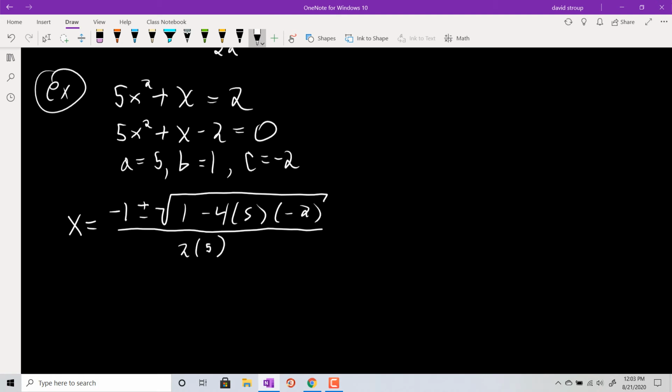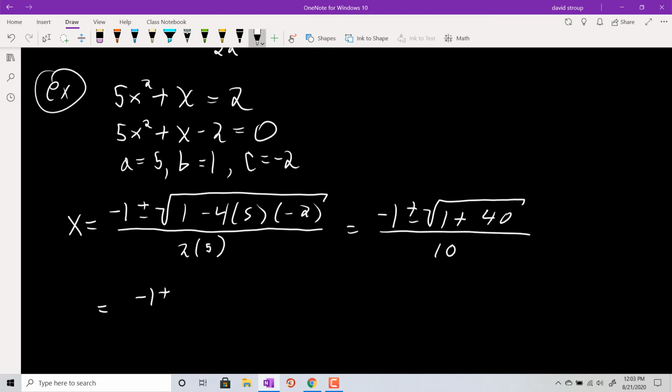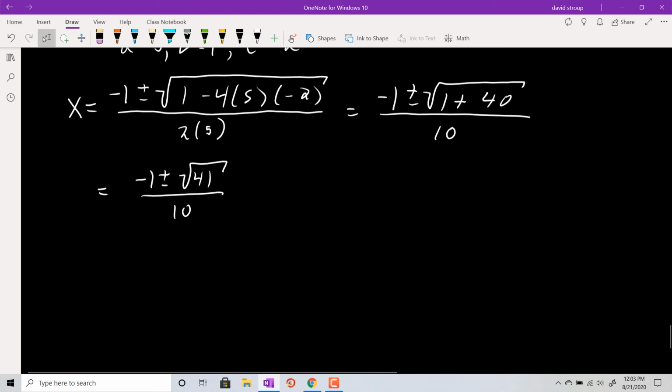Okay. Simplify the discriminant. Okay, so it'll be 1 plus 4 times 2 is 8 times 5 is 40, all over 10. You get negative 1 plus or minus square root of 41 all over 10. And square root of 41, you like to pull out perfect squares there, but there's nothing to pull out, so that's going to be our two solutions.